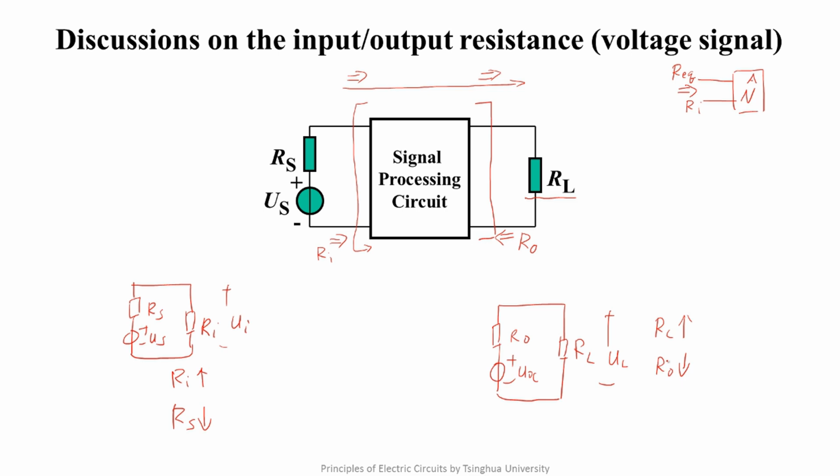So for a voltage signal processing circuit, it should have a large input resistance and a small output resistance in terms of the voltage signal transmission. The other requirements for the voltage signal processing circuit will be discussed later.